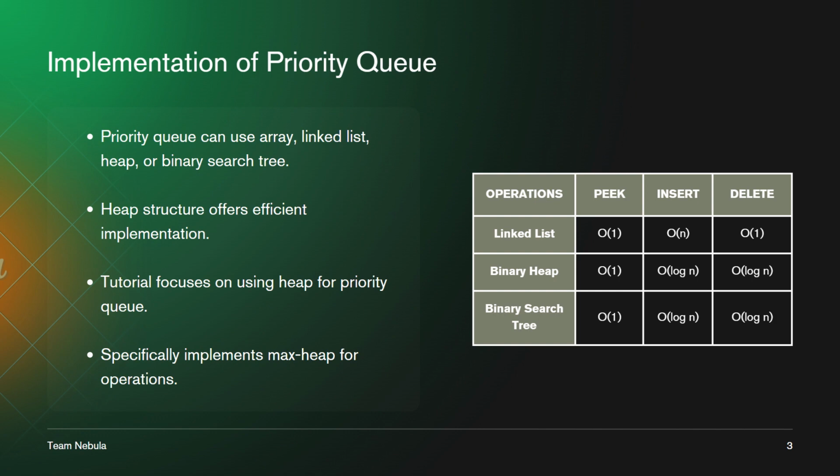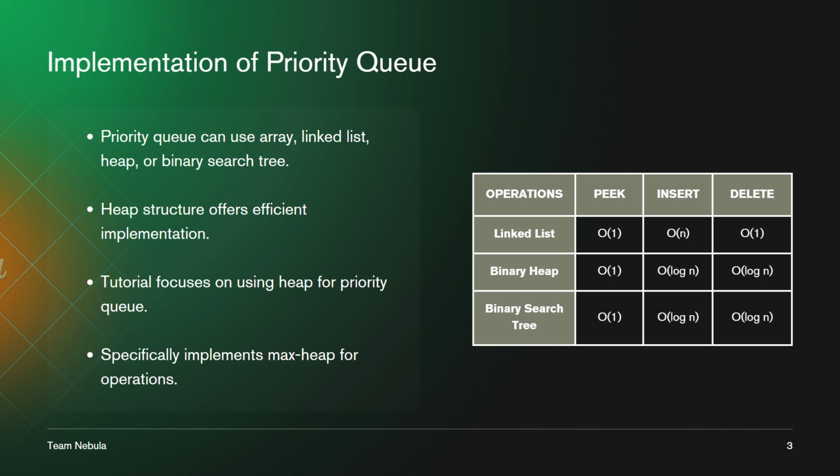Implementation of priority queue. A priority queue can be implemented using an array, a linked list, a heap data structure, or a binary search tree. Among these data structures, the heap data structure provides an efficient implementation of priority queues. Hence, we will be using the heap data structure to implement the priority queue in this tutorial. A max heap is implemented in the following operations. A comparative analysis of different implementations of priority queue is given below.